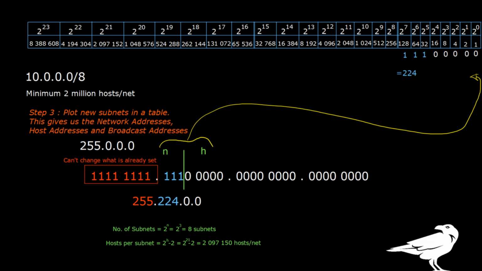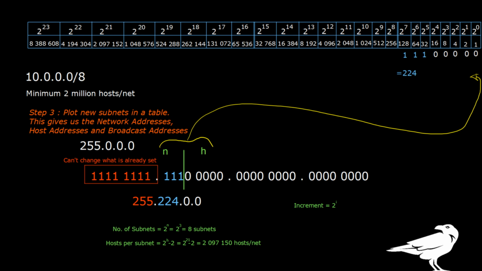Step number 3, we're going to go and plot this in a table so that we can work out our network addresses, our host addresses, broadcast addresses, and so forth, so we can keep track of them and also know where to use them. But we need that increment to help us. So let's check it out. 2 to the power of I.